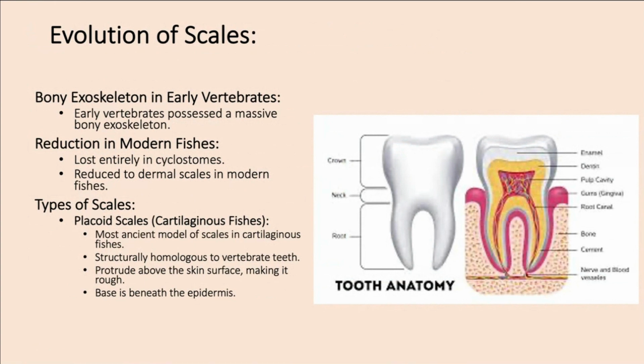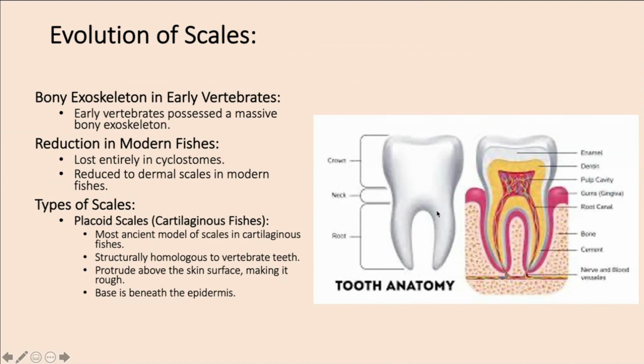But sorry, so the evolution of scales. So where did scales come from? And this is actually very, very interesting, because it's believed that the structure of our teeth is identical to the structure of the scales which cartilaginous fishes have. So cartilaginous fishes, like sharks, for example, they have placoid scales.